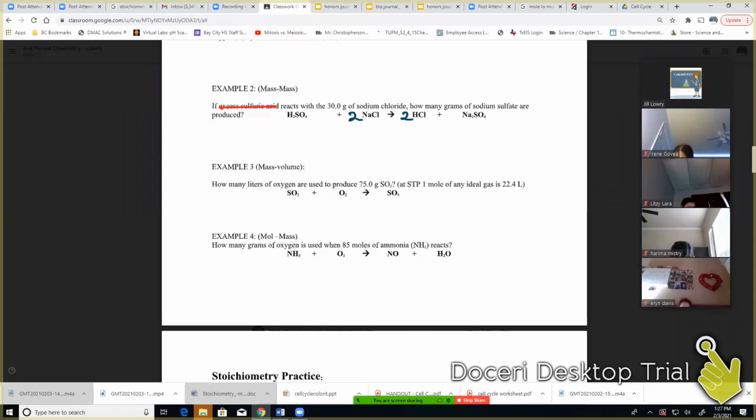Reacts with 30 grams of sodium chloride. So there's my given. How many grams of sodium sulfate, there's my sodium sulfate, are produced? So I'm not interested in either one of the acids. So if that helps you, mark that out. Get them out of your way. So my given is in grams, and I'm trying to convert to grams of my unknown. So this is a gram to gram or mass to mass. So it's going to be 4 steps. So I'm going to set it all up.